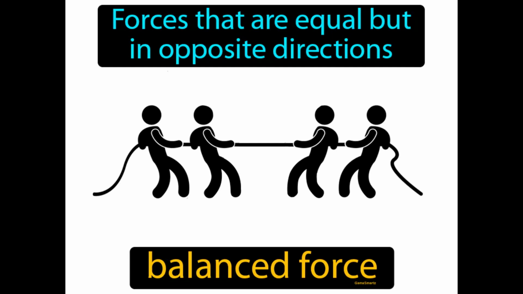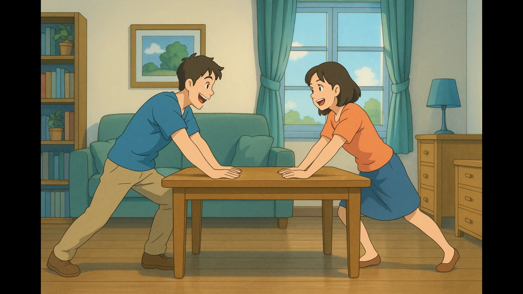Forces that are equal but in opposite directions. Balanced force. In science, a balanced force means that an object stays still or continues to move at the same speed in the same direction because the forces acting on it cancel each other out. Imagine trying to push a large, heavy table across your living room floor while someone else is trying to push it back in the opposite direction with the same amount of force.